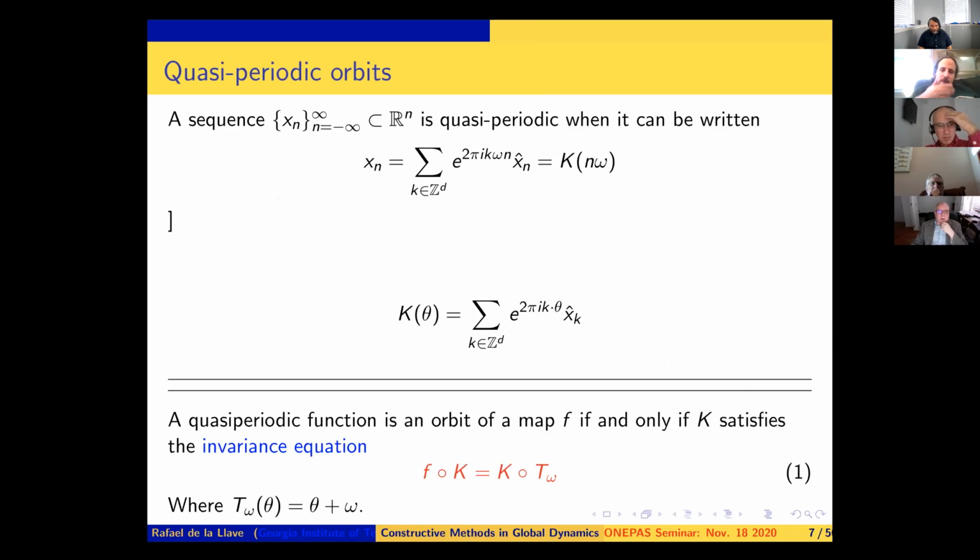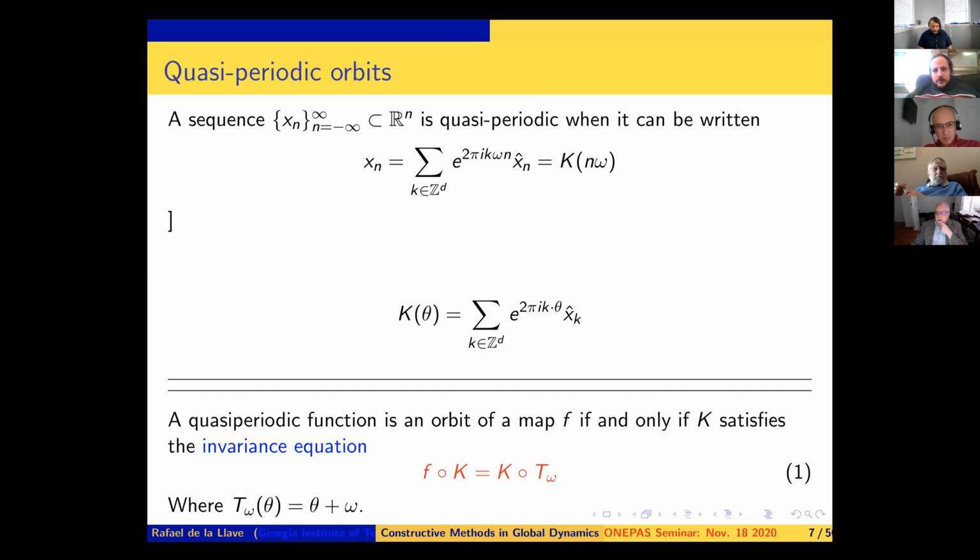So let me try to describe what a quasi-periodic orbit is. The philosophy is going to be a little different from what many people do in dynamics. In dynamics, people try to construct all the solutions, and then find the solutions that are quasi-periodic. What I want to do is the opposite: start by thinking about the set of all quasi-periodic functions and then find the ones that are solutions.